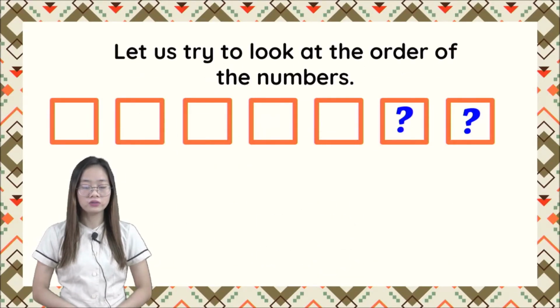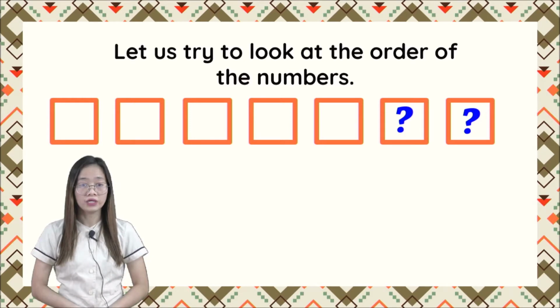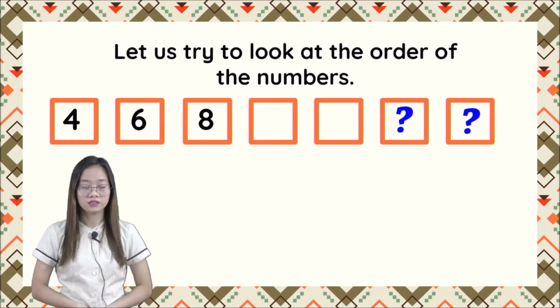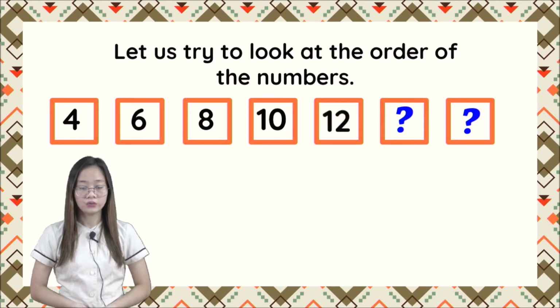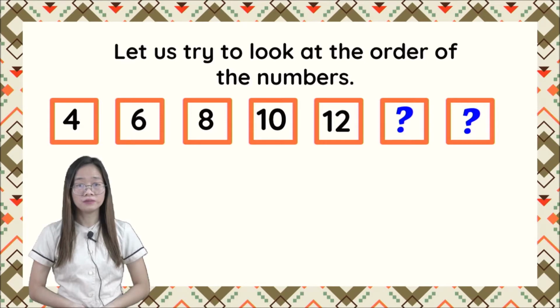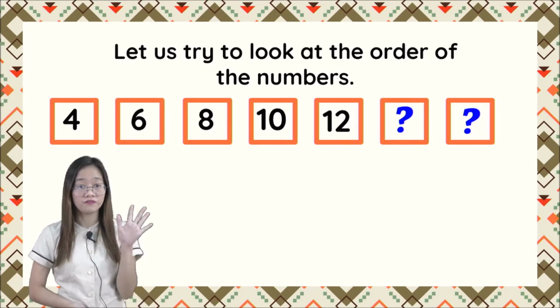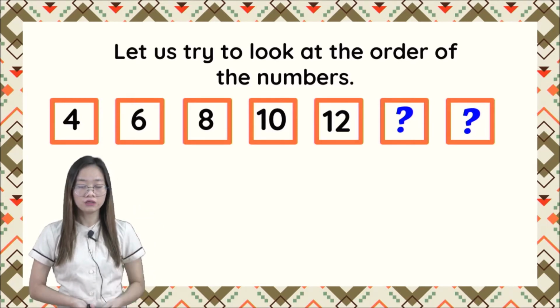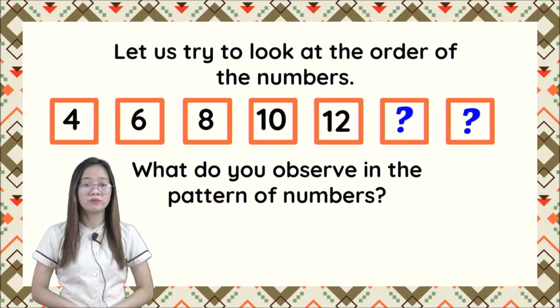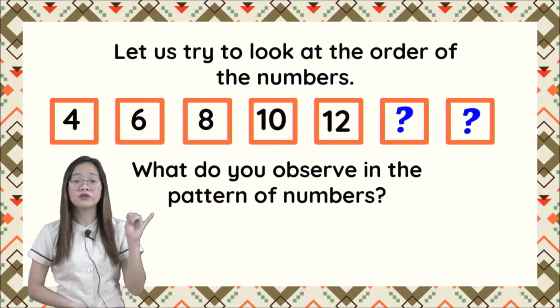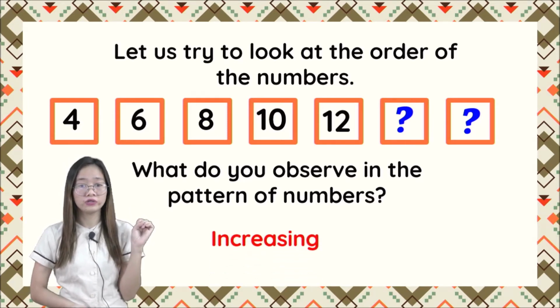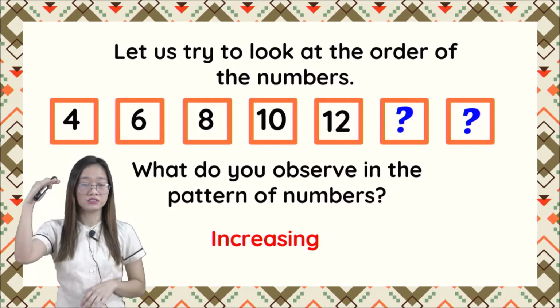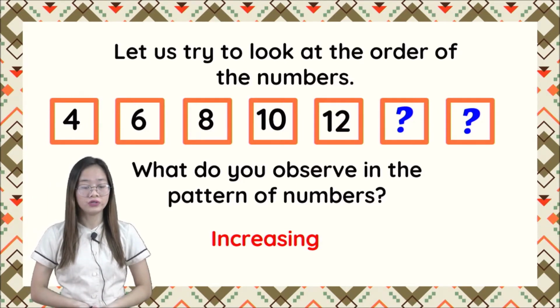Let us look at the order of the numbers. We have 4, 6, 8, 10, and 12. Those are the numbers given to the 5 contestants. Now we need to find the 2 more numbers. What do you observe in the pattern of the numbers, class? As you can see, 4, 6, 8, 10, and 12, they are in increasing order. Increasing means pataas, kids.